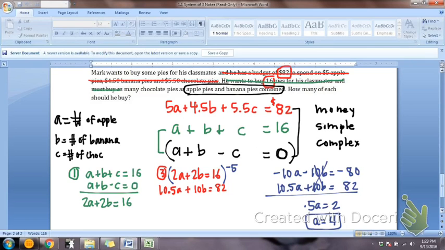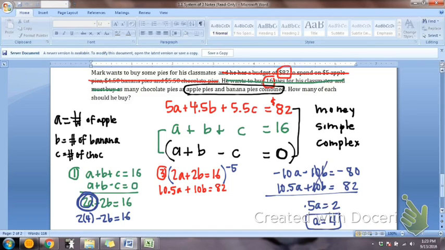What does that mean? If a is 4, what does that mean? What was A standing for? 4 apple pies. All right, if I have 4 apple pies, where can I figure out another thing? Plug the 4 in for A. Let's do that over here on step number 1. Let's plug in our 4 for A there. So 2 times 4 minus 2B. We're going to figure out how many banana pies.